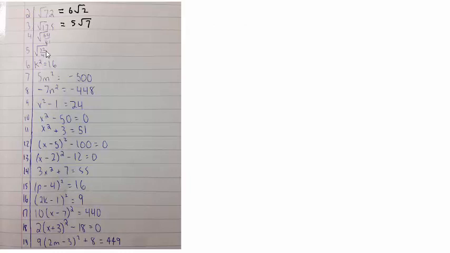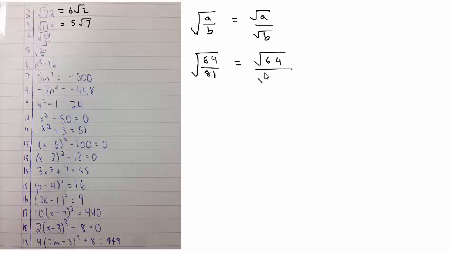For number 4 and number 5, we need to use a property of square roots, and that is, if you have the square root of a fraction, so you have the fraction a over b and you want to find its square root, this is going to be equal to the square root of the numerator over the square root of the denominator. So number 4 is the square root of 64 over 81. As I said, we can write this down as the square root of 64 over the square root of 81.